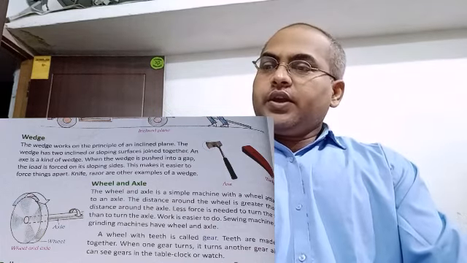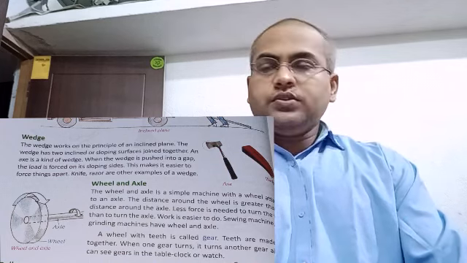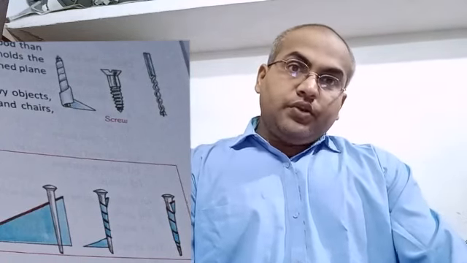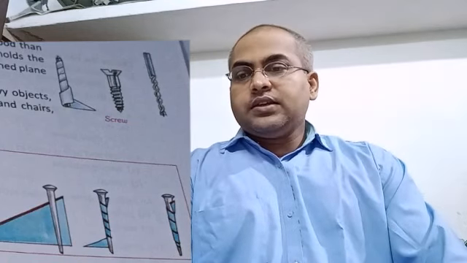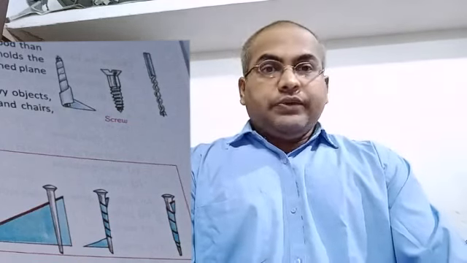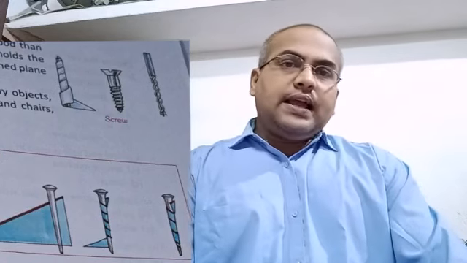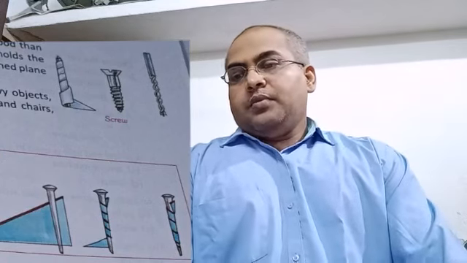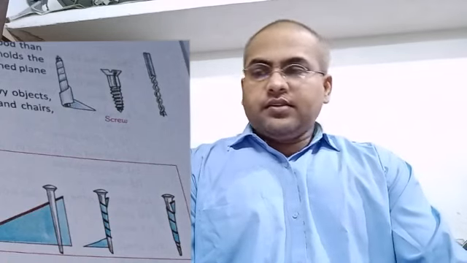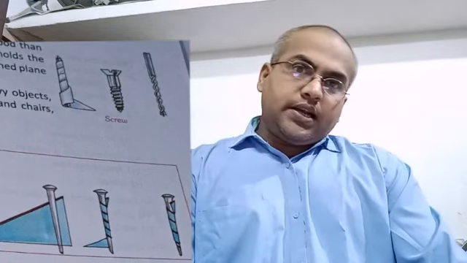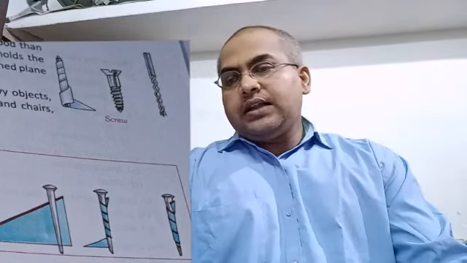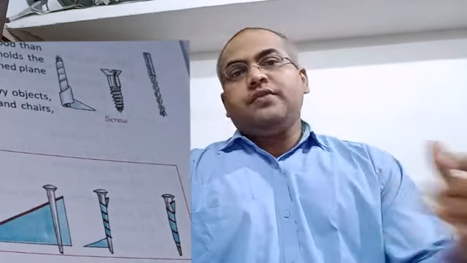So there is a question number E also. Name the simple machine associated with the following. So screw, nail plus an inclined plane. Number 2, sewing machine, so in that, wheel and axle. Bottle opener, second class lever. Slide, inclined plane. Forceps, third class lever. So these are the simple machines associated with the following.